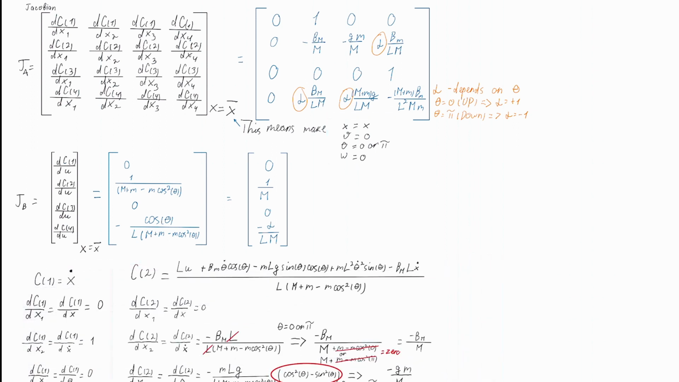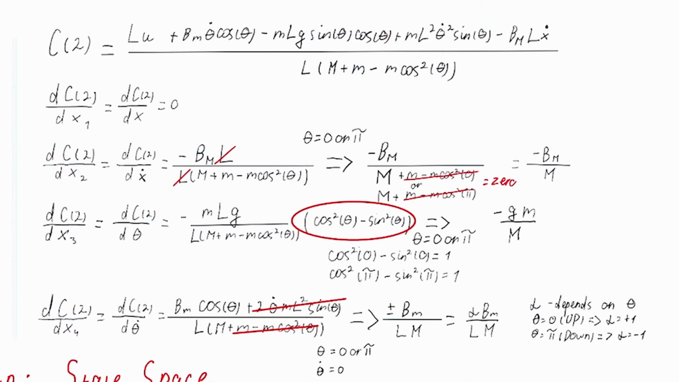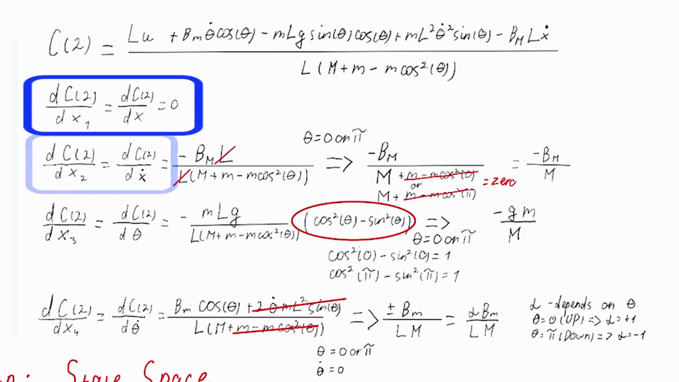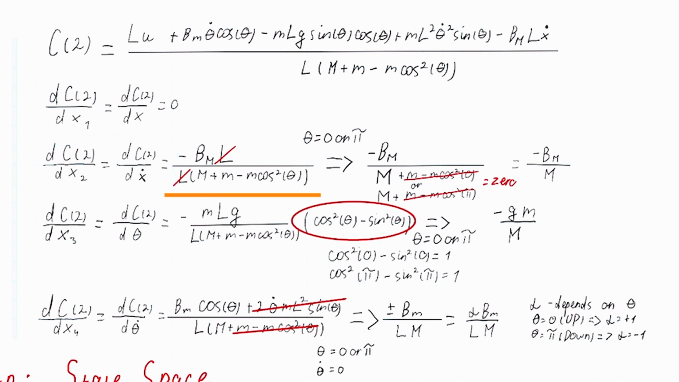As an example, let's take derivatives for c2 with respect to the 4 states to fill out the second row of the Jacobian matrix. The derivative with respect to position is 0. The derivative with respect to state 2, which is velocity, is equal to -bm L over L times (m plus M minus m times cosine theta squared). When we make theta equal to 0 or pi, M minus m times cosine theta squared is equal to 0. This simplifies our equation to -bm over cart mass M.